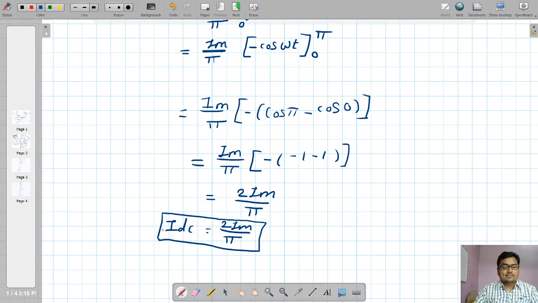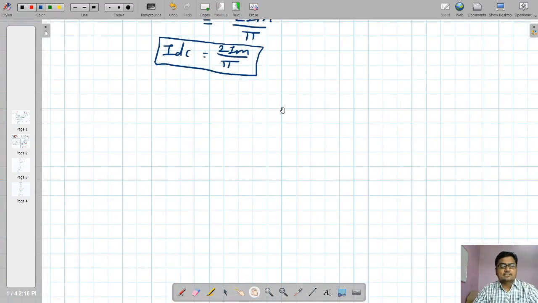Now the next parameter that we are supposed to derive is DC voltage. DC current we have derived. Now come to the DC voltage, the DC voltage of full wave rectifier.